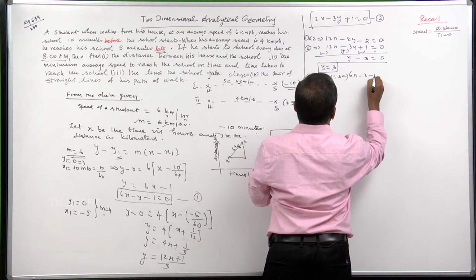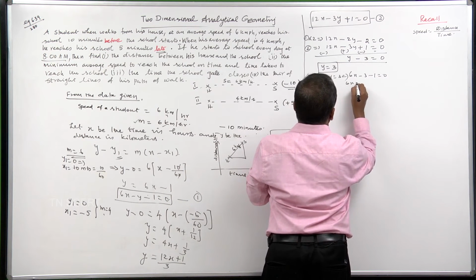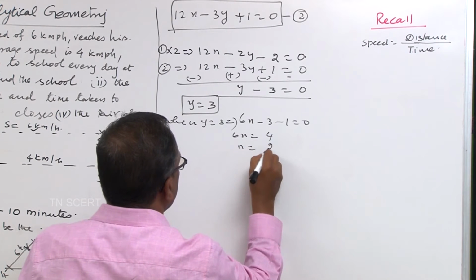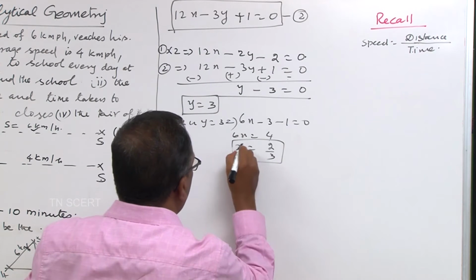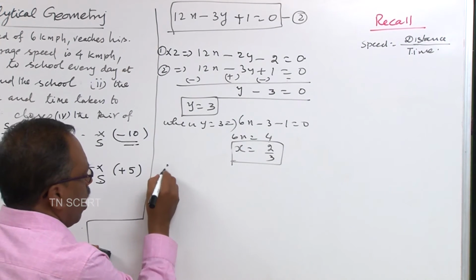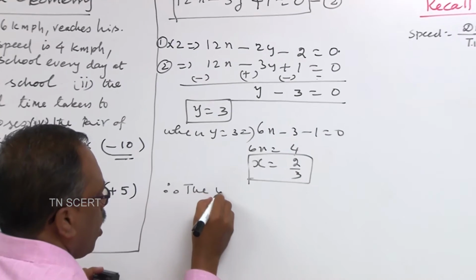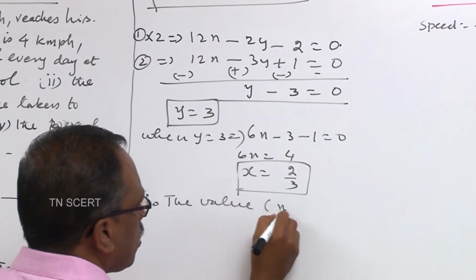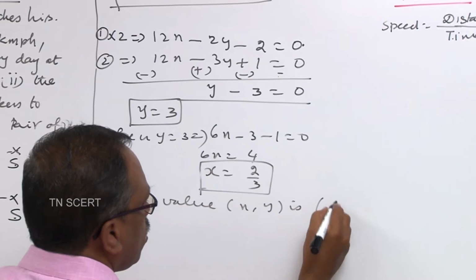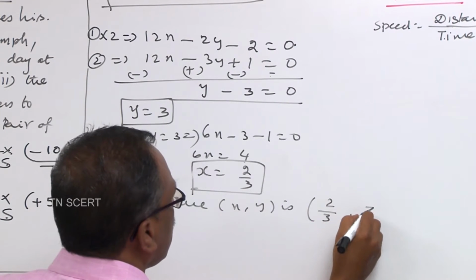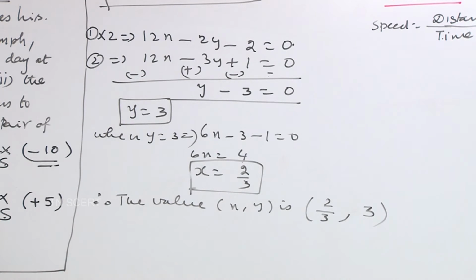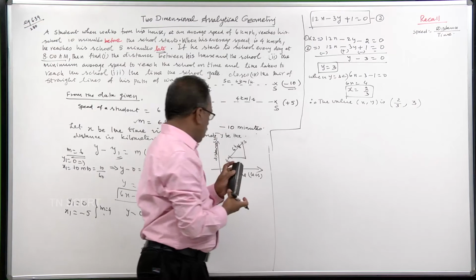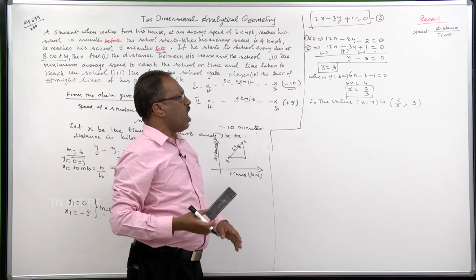6x minus 3 minus 1 is equal to 0. 6x is equal to 4. X is equal to 2 by 3. Now I got the value of x here. Therefore, the value of x comma y is 2 by 3 comma 3. The 2 by 3 is nothing but hours. That is the time taken to reach the school, 2 by 3 hours.